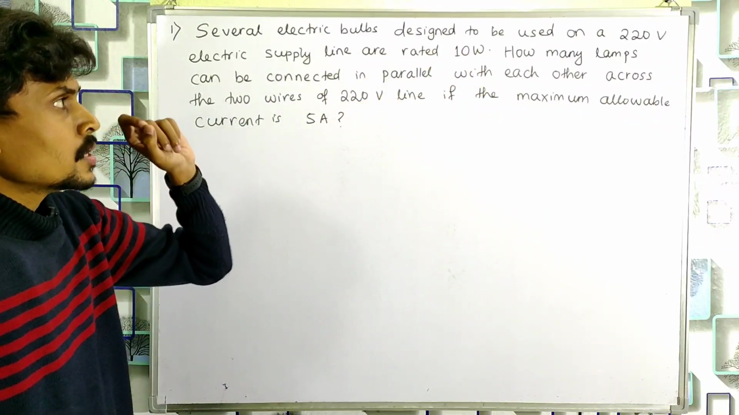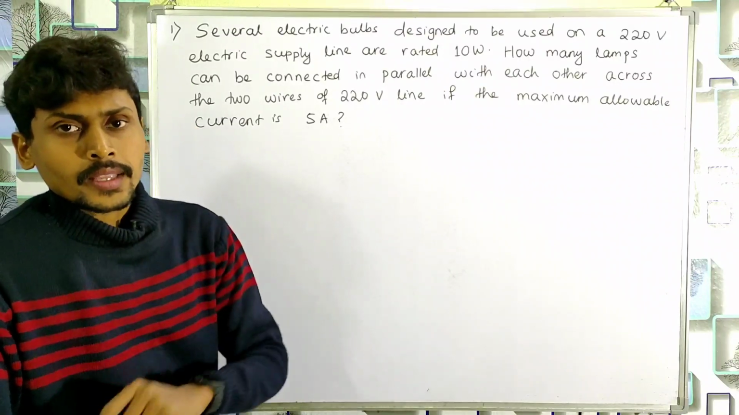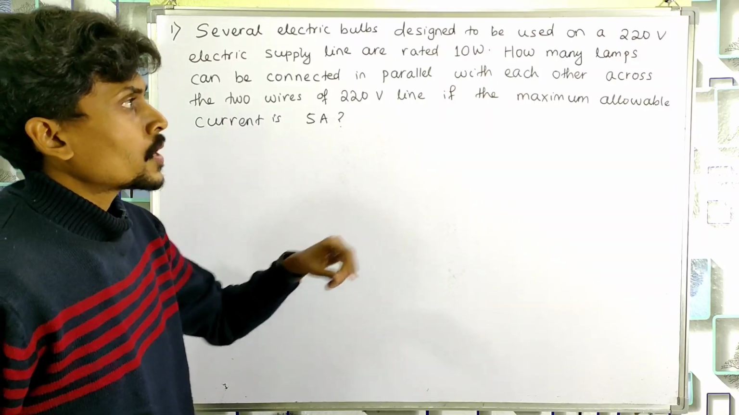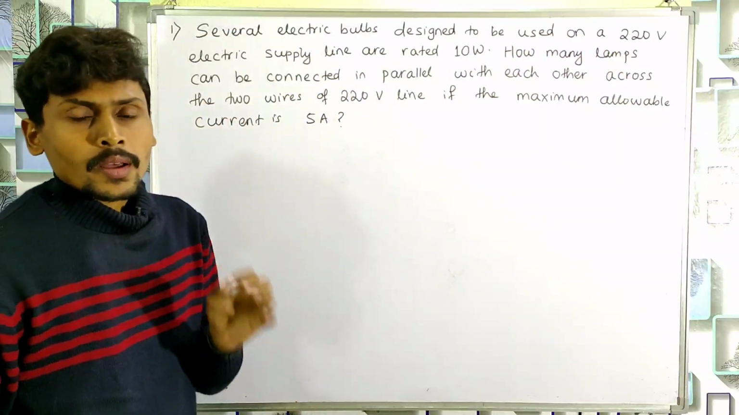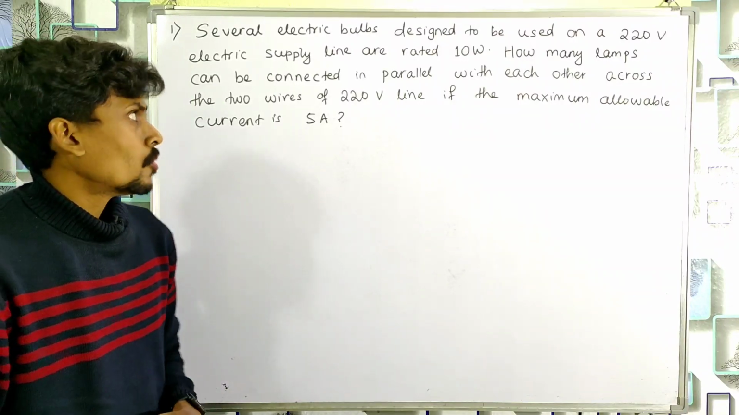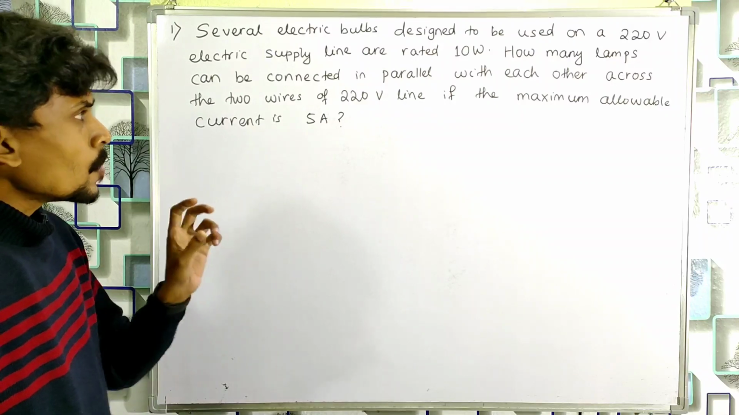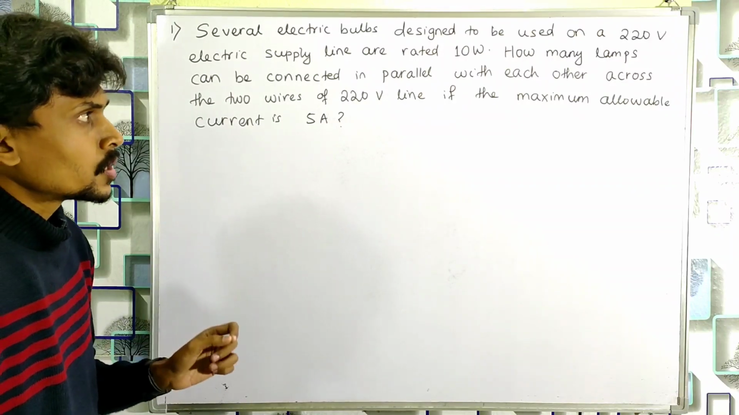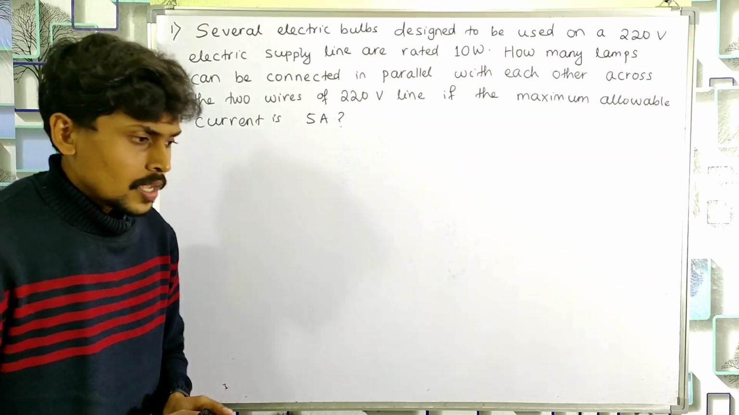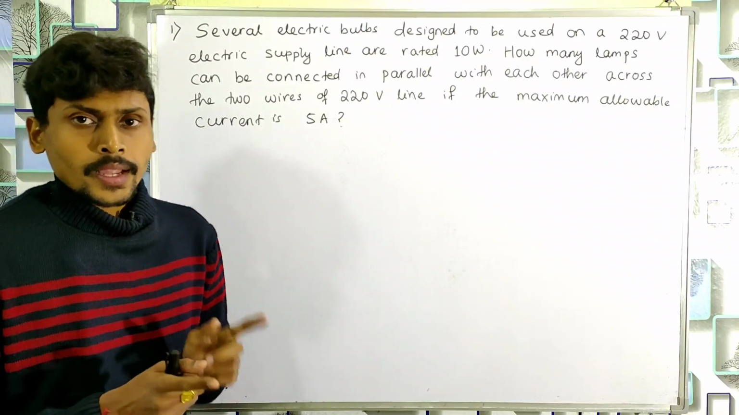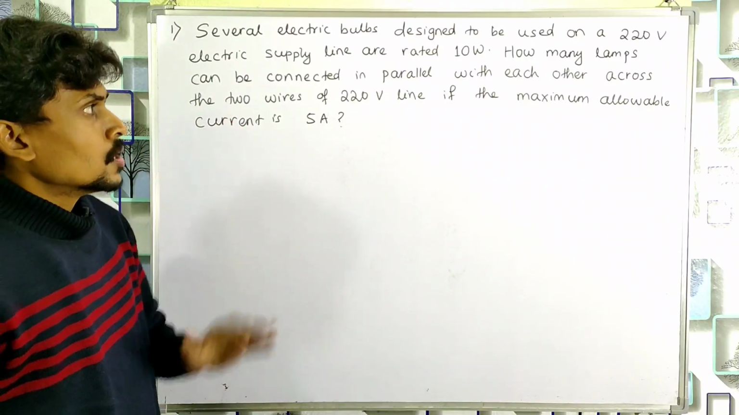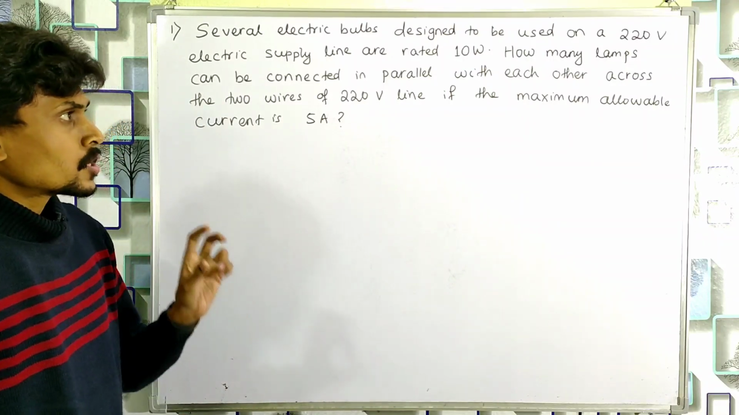Is that clear? So the electric bulb's power rating is 10 watt, and it is constructed to operate at 220 volt. So the power rating is 10 watt and the voltage is 220 volt. The question is, how many lamps can be connected in parallel with each other across the two wires of a 220 volt line? We have a positive wire, we have a negative wire, and the potential difference between the two wires is 220 volt. So we have a 220 volt source.